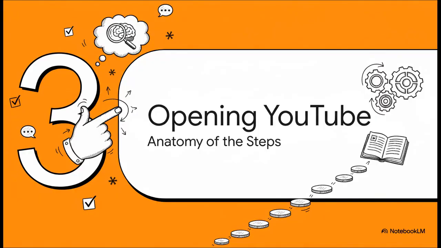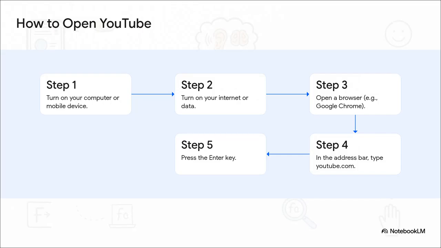Okay, let's really dive into the first part of this script, opening YouTube. Because when you look closely, you'll see how every single word, every step is chosen with just incredible care and purpose. Just look at these steps. There are zero assumptions being made here. It starts with turning on the device, then connecting to the internet. Nothing, and I mean nothing, is taken for granted. This isn't just a simple list. It's a perfectly straight, unambiguous path for someone who can't see the screen.